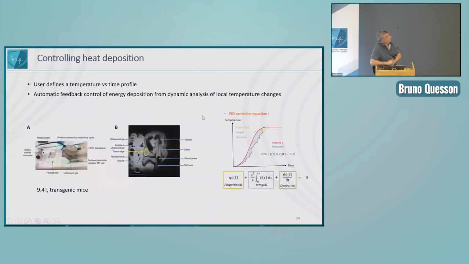I want to finish rapidly with other applications where you can, for example, use this on small animals. This is an experiment that was done recently. And here the idea is also to predefine the temperature curve that you want to achieve in time. And then you're going to analyze the temperature change and adjust the power dynamically. This graph was stolen from Manon's presentation, so you can discuss with her later.